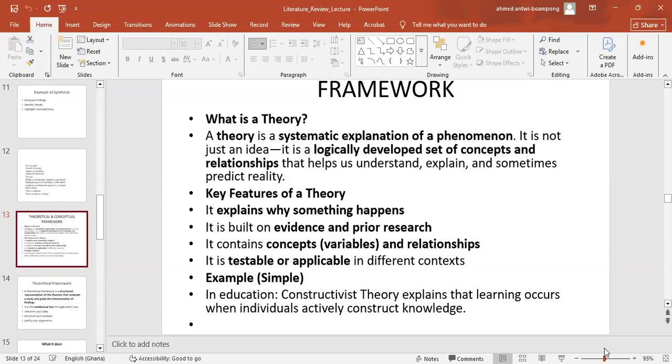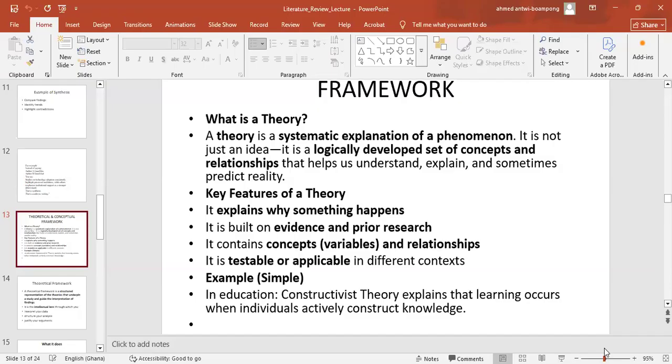Mind you, in the literature review part of your research, I said that you will be looking into what is known, how it is known, and then what is unknown. Any good research must be bounded or grounded on a strong theoretical foundation. That is why you must understand what a theory is.